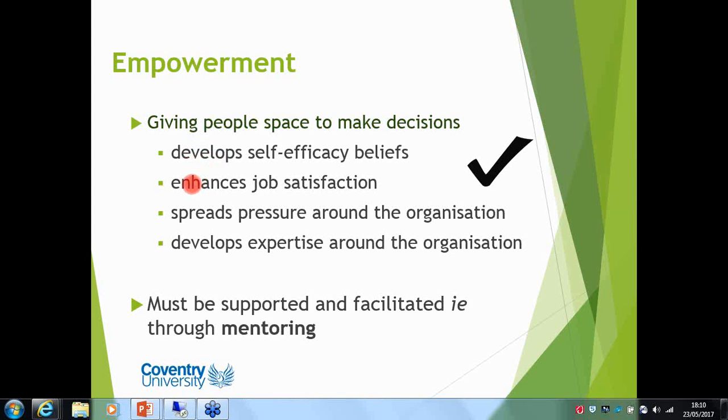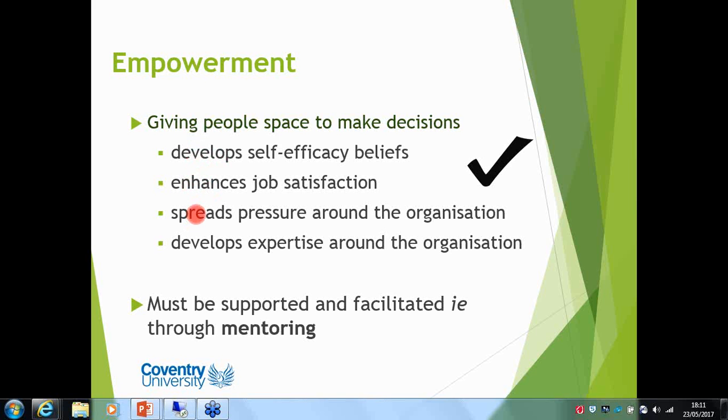It can also, and very often in my experience, does also enhance job satisfaction. If you feel that you have some control over the work that you're doing, then this by necessity helps you to feel that you enjoy your job more fully, that you have more control. You'll feel more positively about going into the workplace.